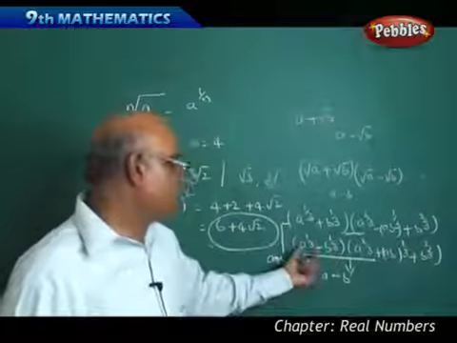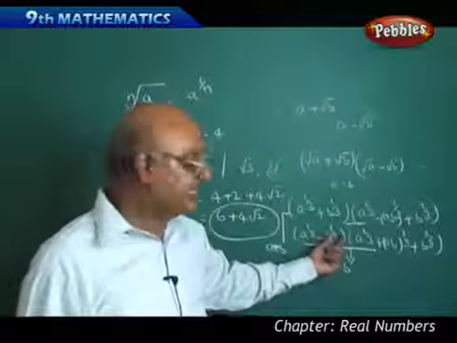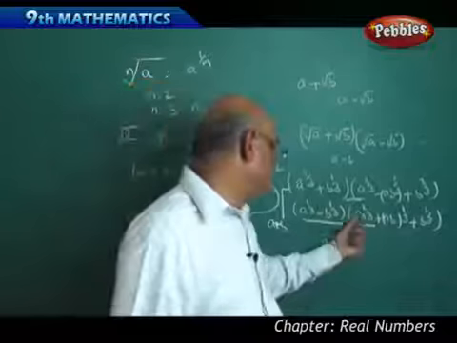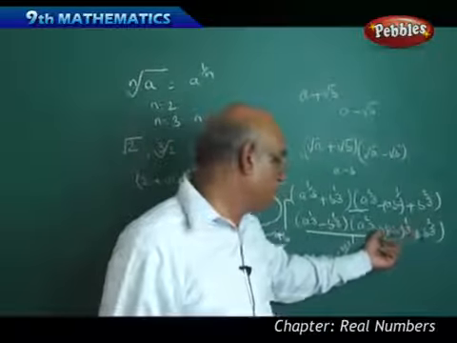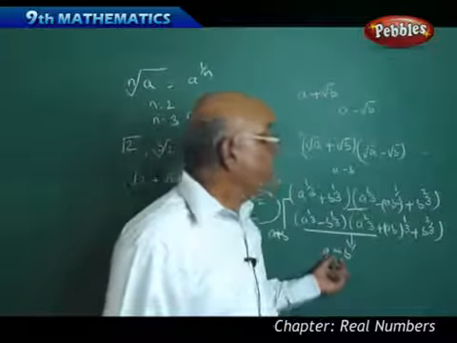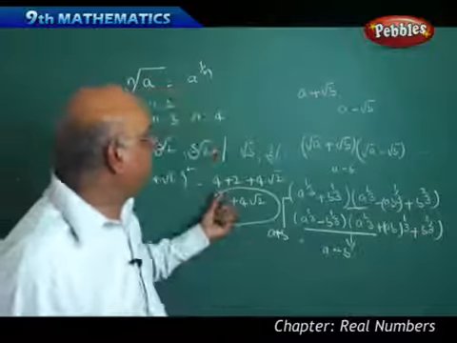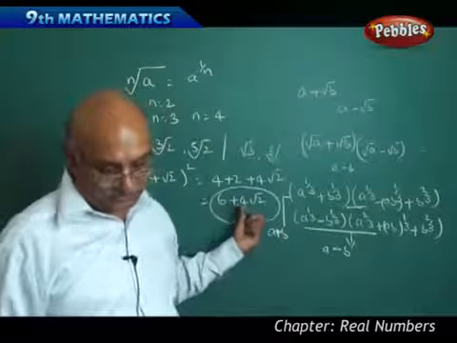For a to the power of 1 by 3 minus b to the power of 1 by 3, the rationalizing factor is a to the power of 2 by 3 plus ab to the power of 1 by 3 plus b to the power of 2 by 3. Now, based on this, we are going to discuss certain problems.